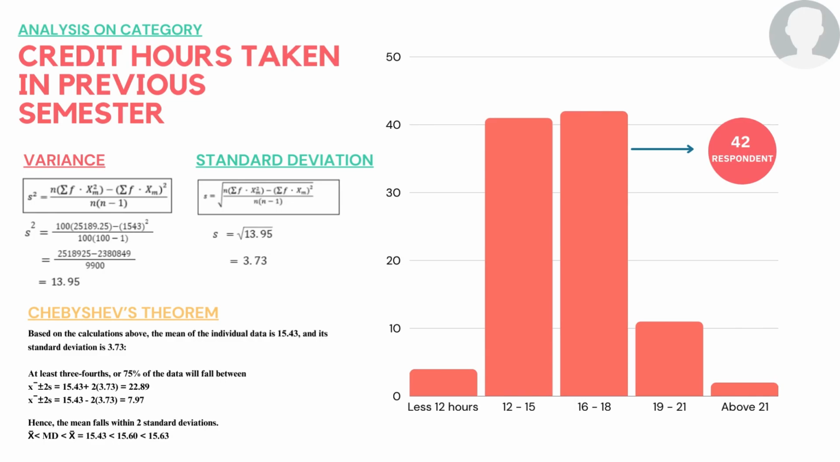Let's continue to the credit hour taken in previous semester, the variance, the standard deviation and the Chebyshev theorem. The variance is 13.95, the standard deviation is 3.73. So with that we can find the 75% data that will fall between 22.89 and 7.97. So we can say that within two standard deviation, it will be 15.43 is less than 15.60 and less than 15.63.